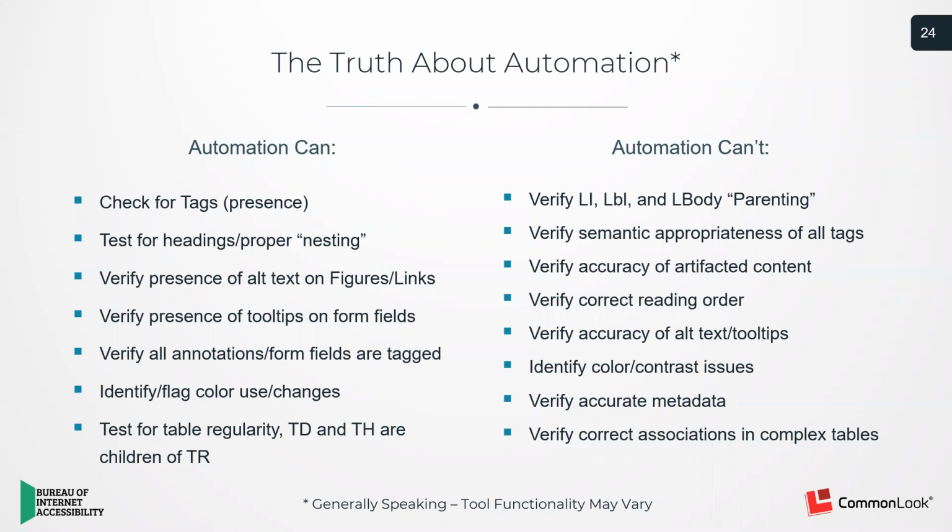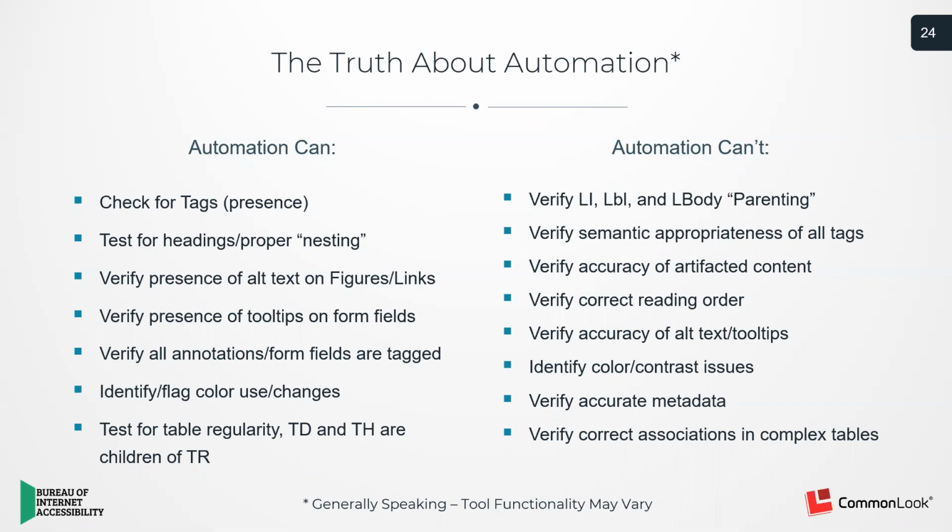So reading order has to be verified. When you look at a document, you start going left to right, top to bottom, down through a document. But that is typically difficult with a lot of the automated tools. So reading order typically has to be verified.